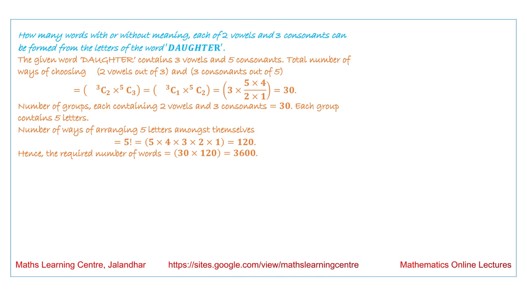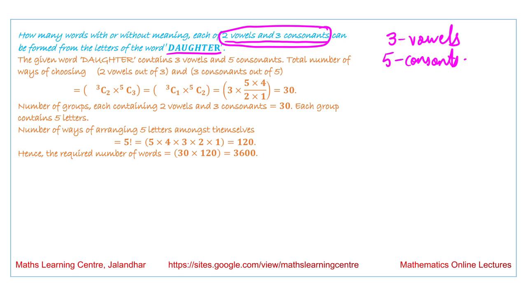Next is, how many words with or without meaning, each of 2 vowels and 3 consonants, can be formed from the letters of the word daughter? So if we look at this word, we have 3 vowels and we have 5 consonants. So the total number of ways of choosing 2 vowels and 3 consonants is 3C2 into 5C3.